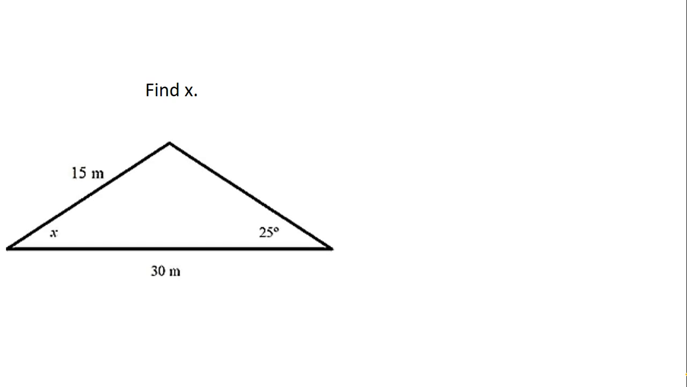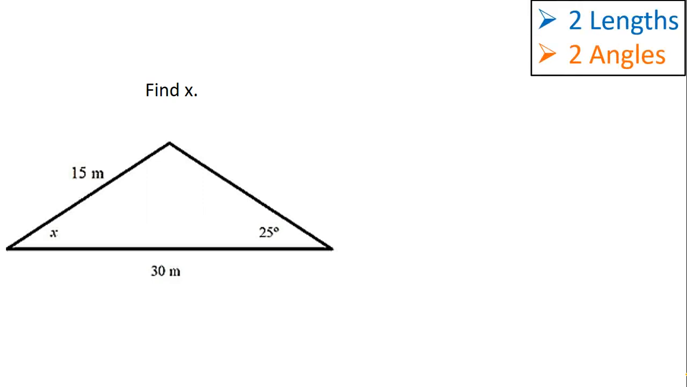So today's question is find x. Now, this is my triangle where one of the lengths is 15 meters, another one is 30 meters, and an angle given is 25 degrees, and one of them is x. Now, if I want to find x, if you notice carefully, I'm dealing with two angles and two lengths. So when I have two lengths and two angles, I use the sine rule.